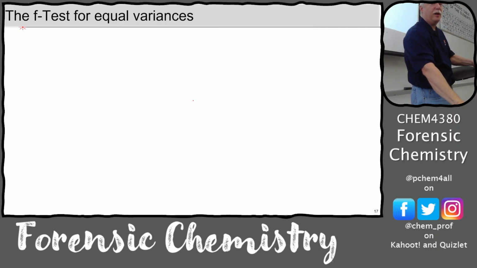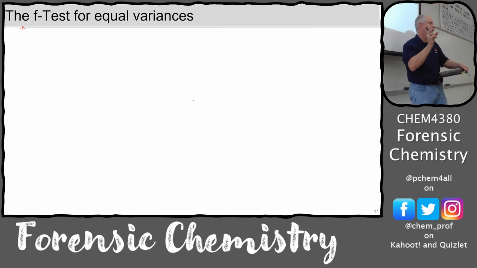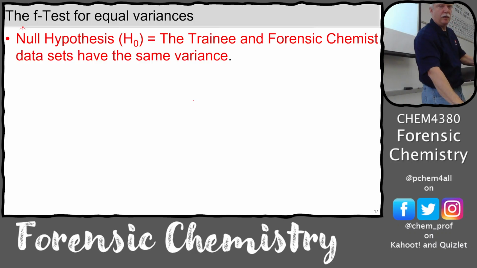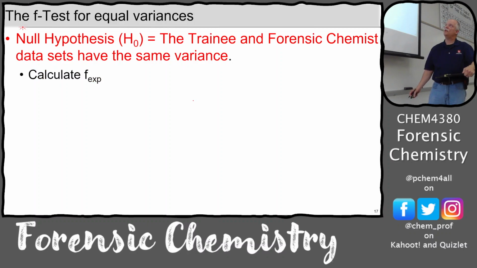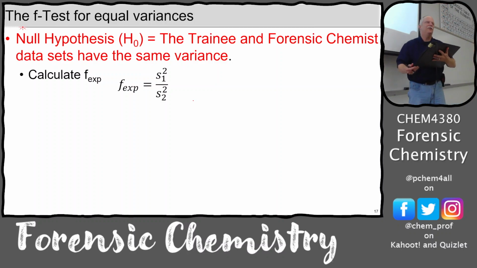Let's do the t-test for equal variances. And so this is testing to see if their precisions are the same. So the null hypothesis is that the trainee and the forensic chemist data have the same variance or the same standard deviations. So we calculate F experimental. This one's a lot easier to calculate than the t-test. We don't need a pooled standard deviation. We don't need a whole lot of mess with the degrees of freedom or anything like that. We just calculate this F experimental value, and that is the ratio of the variances. So we have the standard deviation squared for person 1 divided by the standard deviation squared for person 2.